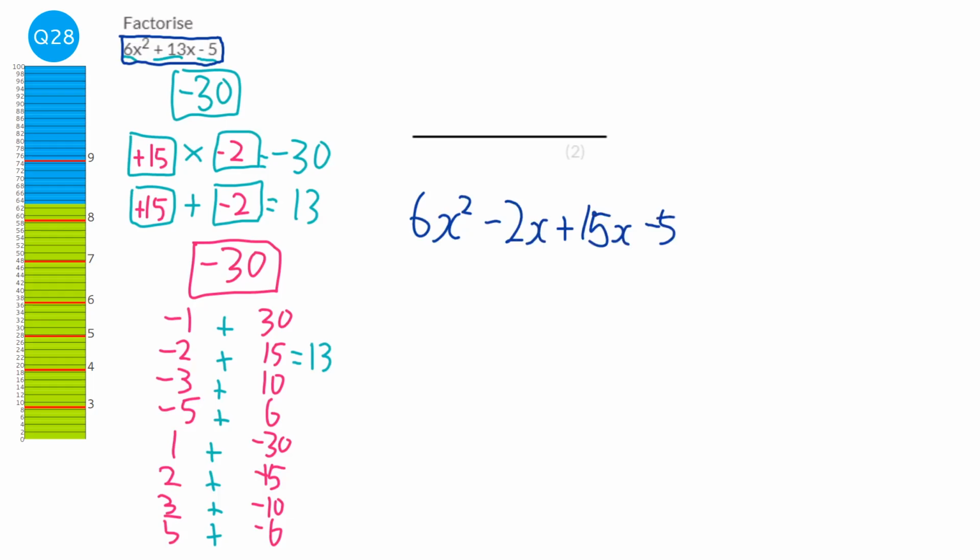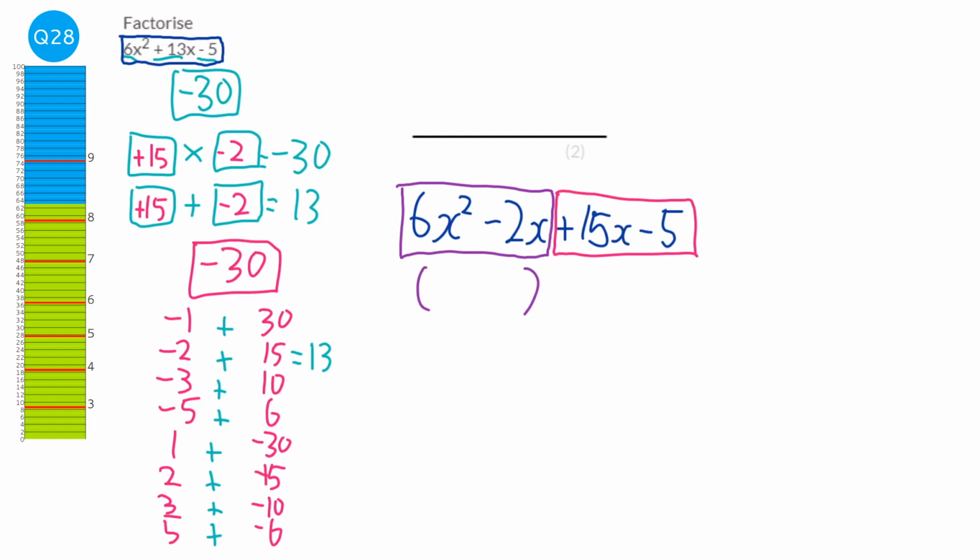-5. And a little tip, if you've got a positive and a negative number, let's just tidy that up a bit, always put the negative number first. Okay, so always, if you've got a choice, put the negative number first and then the positive number. It just makes the maths a bit easier. We're going to look at the first two terms and the second two terms separately.